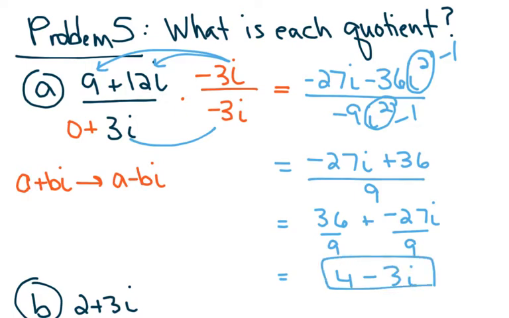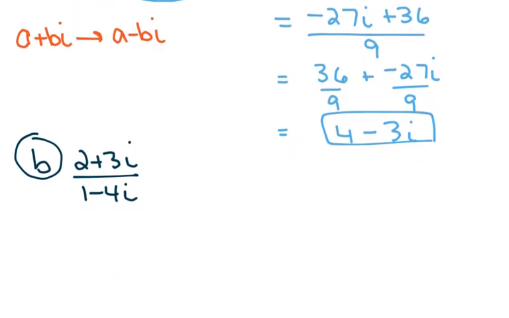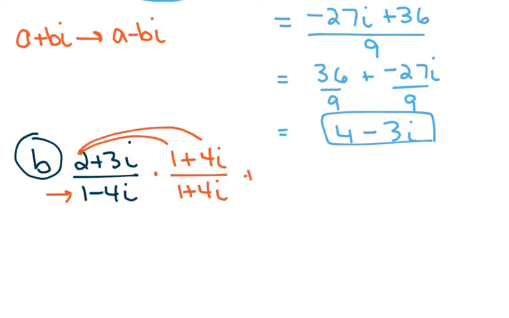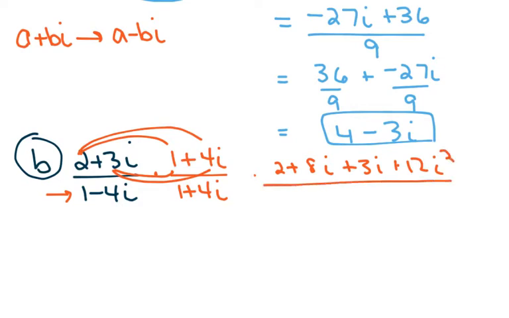All right, let's do this again. I want to multiply the numerator and denominator by the complex conjugate of only the denominator. The complex conjugate of 1 minus 4i is 1 plus 4i. Now, this is a lot of multiplying to do, and I can show you the long way. It's really just distributing. It's going to be 2 plus 8i plus 3i plus 12i squared, and that's just the numerator. Let's make that an equal sign.